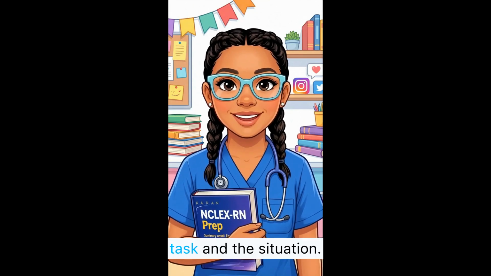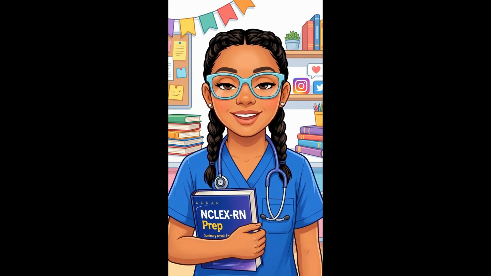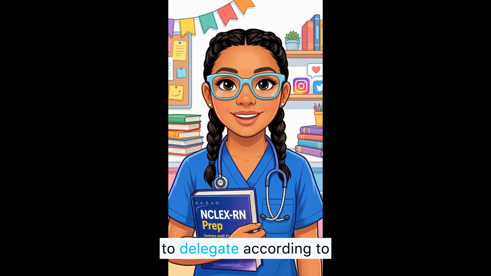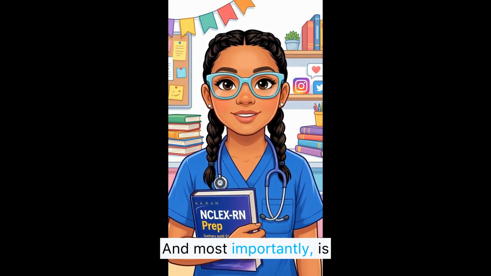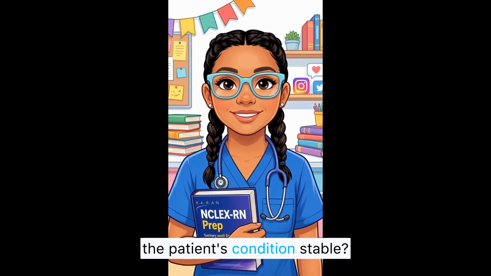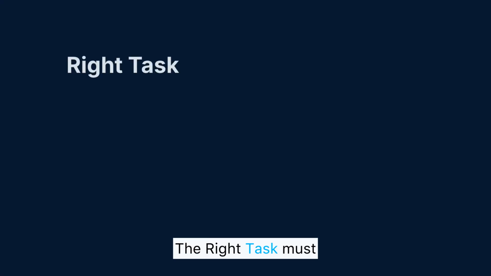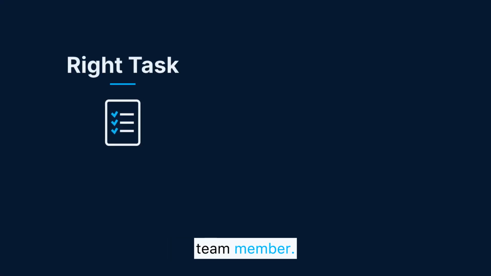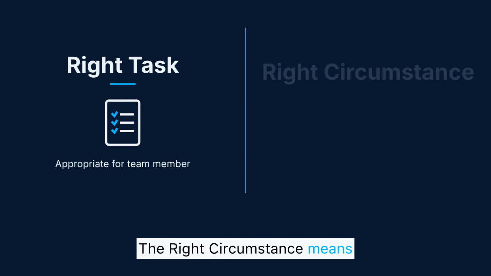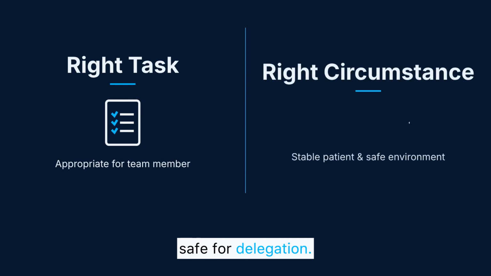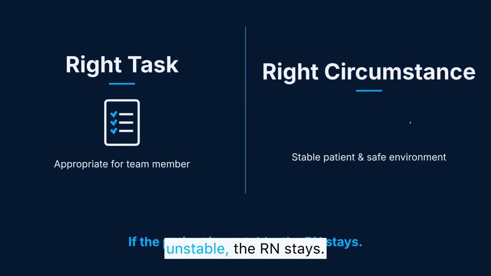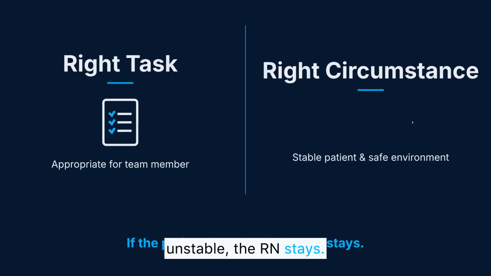First, look at the task and the situation. Is this task appropriate to delegate according to your state's Nurse Practice Act? And most importantly, is the patient's condition stable? The right task must be appropriate for the team member. The right circumstance means the patient is stable and the environment is safe for delegation. If the patient is unstable, the RN stays.